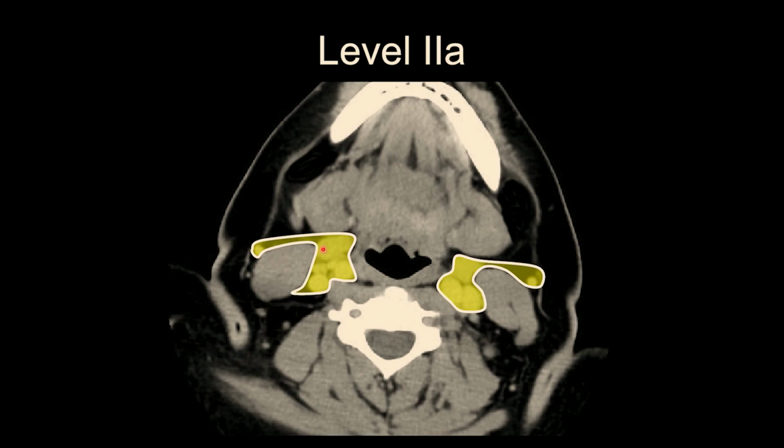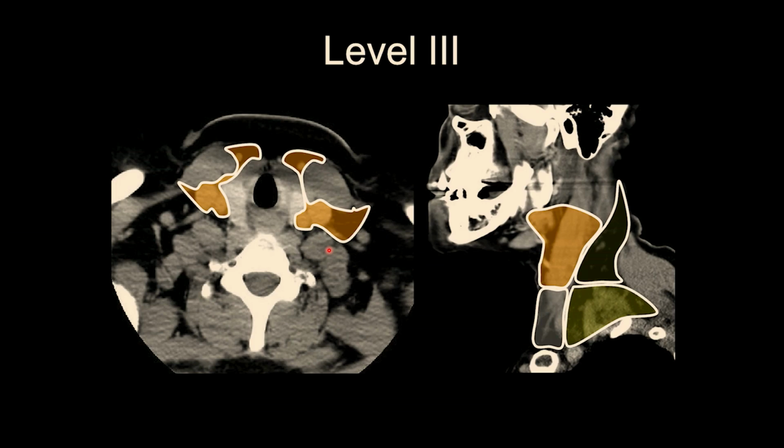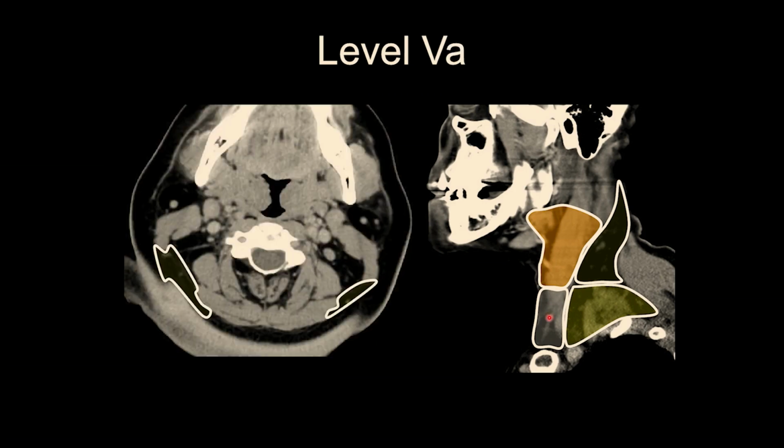2A, you're looking at posterior to the submandibular gland, but anterior to the sternocleidomastoid. There's level 2A nodes, level 2B nodes. Level 3, as we talked about, are superior to the hyoid. And then level 4, below the hyoid, above the cricoid.